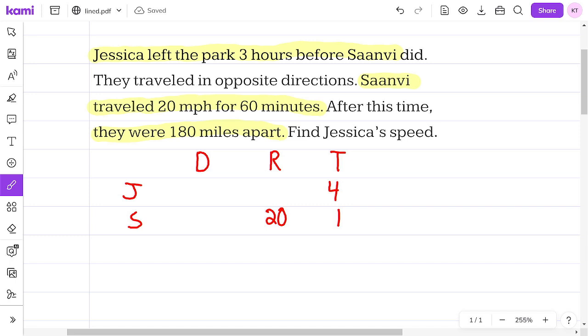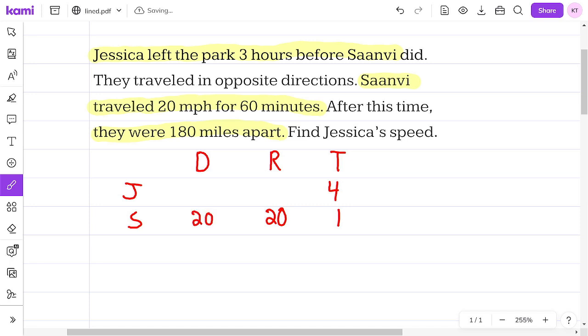Now I'm going to apply my distance, rate, and time. So distance is going to be equal to my rate times my time. So that would be 20 times 1. So that means Sanvi so far has traveled 20 miles.